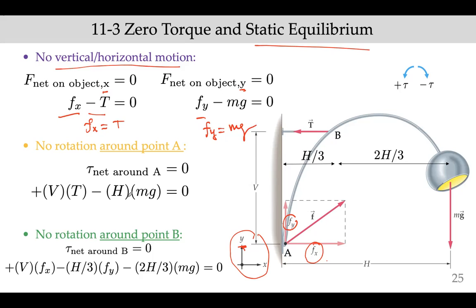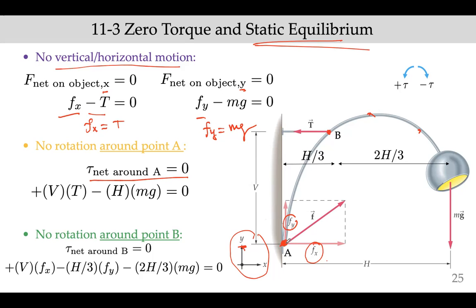Okay, are we done? No. Maybe this lamp is not going up or down or left or right, but it may rotate in principle. We also don't want that rotation because we want static equilibrium. If you don't want rotation, then you have to write the torque equation with respect to any point. You can choose this point, this point, this point, it doesn't matter. But I'm going to choose this point A. The reason is, if I choose this point, then I don't have to write the torque for these components of F. So it makes the equations easier.